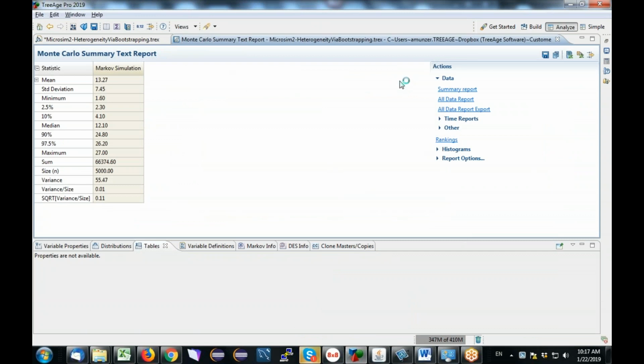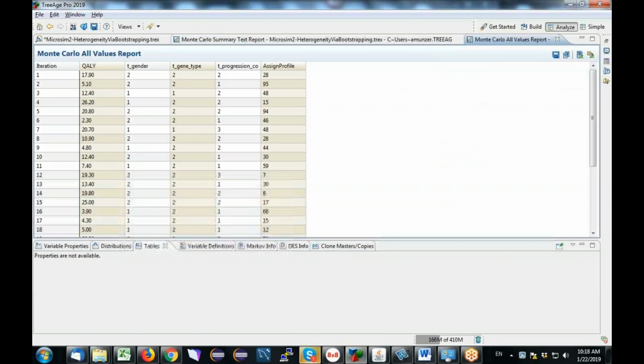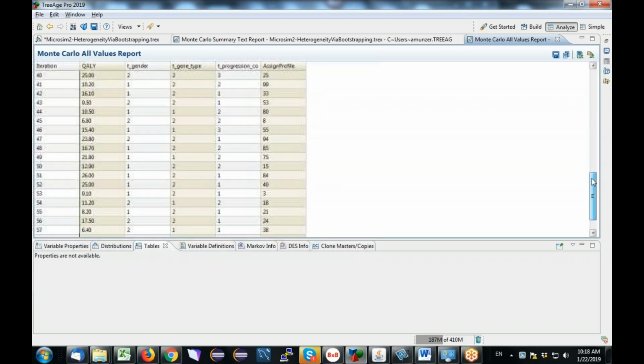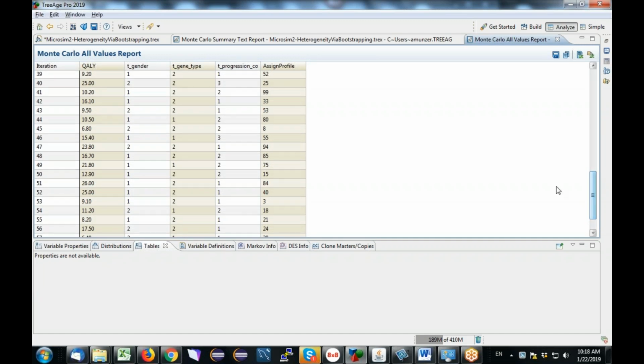And if we look at this a little bit differently, look at the all data report, this is the individuals, and I can see simulated patient number 1 was assigned profile number 28, which gave that person these 2 characteristics, and then they passed through the model and then ended up with 17.9 qualities. So every one of our individual simulated patients got a different, maybe not unique because we have 5,000 and only 100 real patients, but was randomly assigned one of the characteristic profiles, and then that drove their characteristics, and then they proceeded to the model.